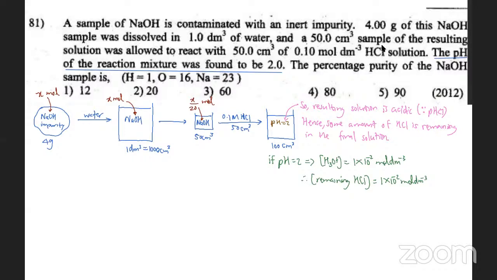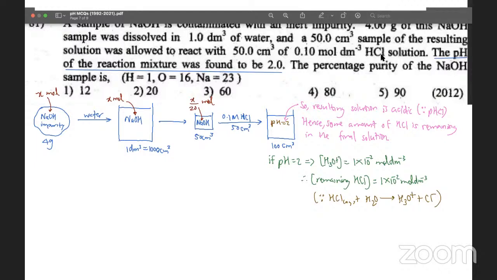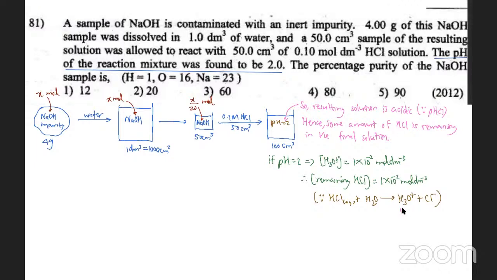Why, people? Why is that? Because we know when HCl reacts with water, it completely turns to H3O plus and Cl minus. So whatever the concentration we have for this, if it is 10 to the power minus 2 M, that means HCl also should be 10 to the power minus 2 M. If I know the remaining concentration of HCl, using that I can find out the remaining number of moles of HCl. How can I do that? Concentration into volume.